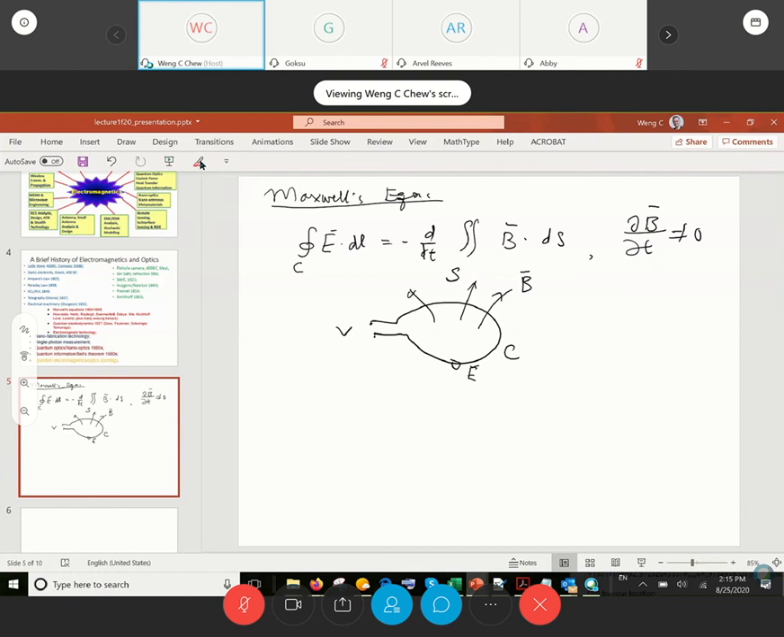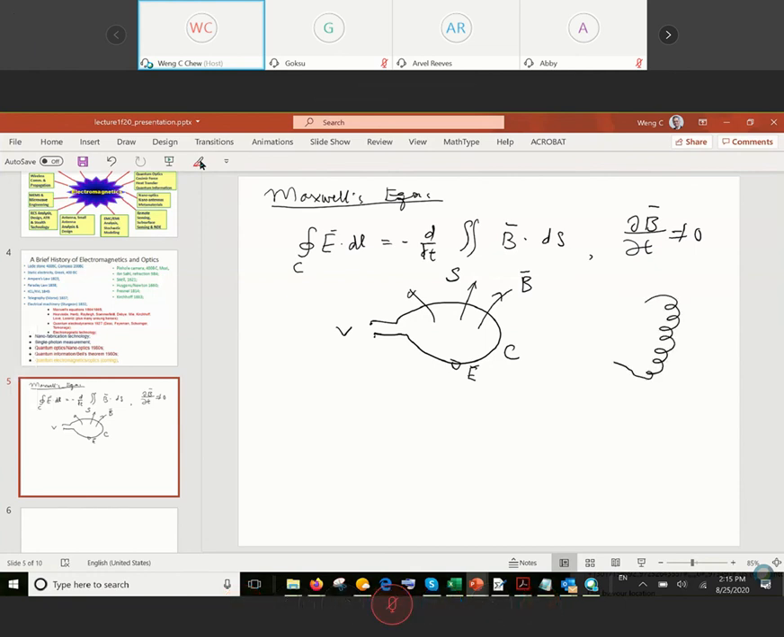You can make this loop into multiple loops, and hence, if this is linked by a magnetic flux B, it can actually produce a larger voltage over here. This is Faraday's law. I'm sure that you have had some exposure to Faraday's law in your undergraduate course. The next thing to see is actually Ampere's law.